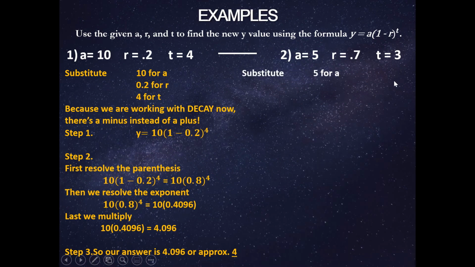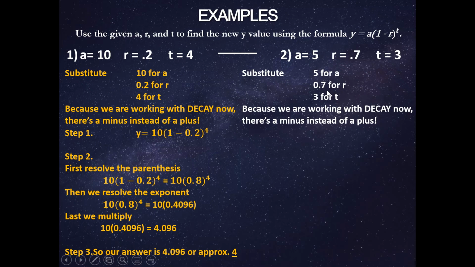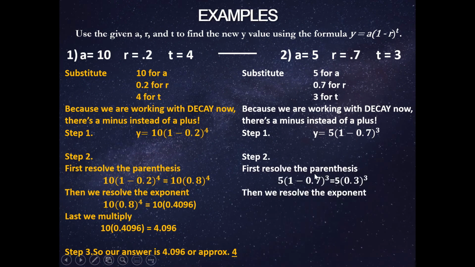Same exact idea. Let's substitute our values in. Pretty straightforward, and it's going to be just like this on your assignment. Again, working with decay, so make sure your equation has a minus sign. And we have 5 for A, 0.7 for R, and 3 for T. Let's subtract inside the parentheses, which gets us 1 minus 0.7 is 0.3. Then resolve the exponent by cubing the 0.3. So 0.3 cubed is 0.027.